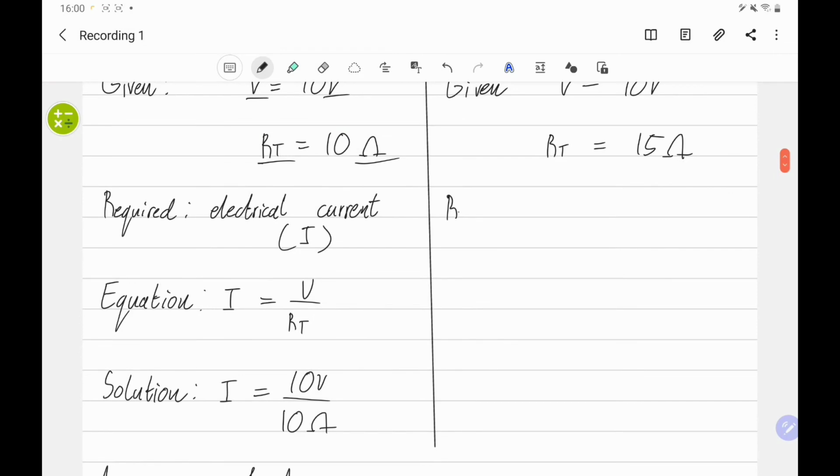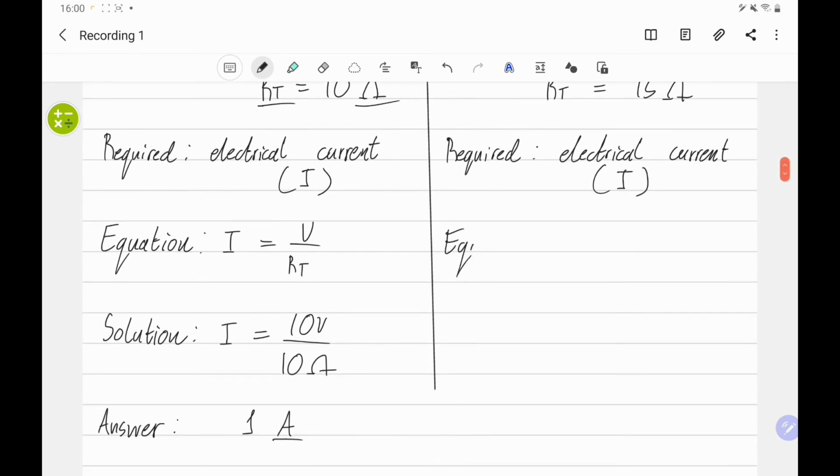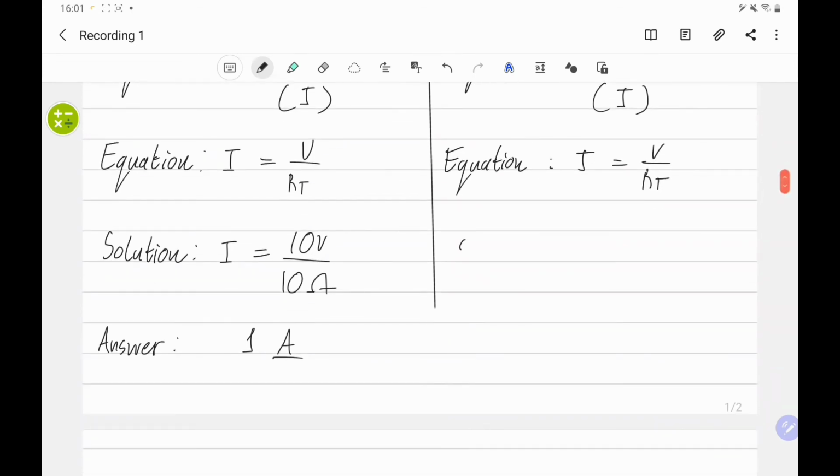Now the required. The required is going to be the same like in the first circuit. It's going to be the electrical current. And the symbol for that is I. The equation that we're going to use to solve for this question is the same. It's I, or current, equals voltage, or V, divided by RT, or total resistance. The solution is current, or I, equals 10 volts, divided by 15 ohms.